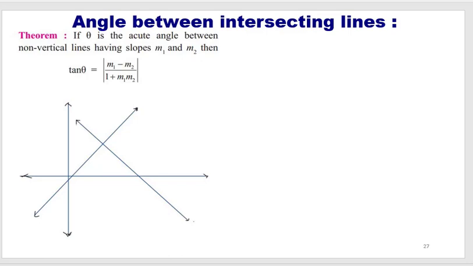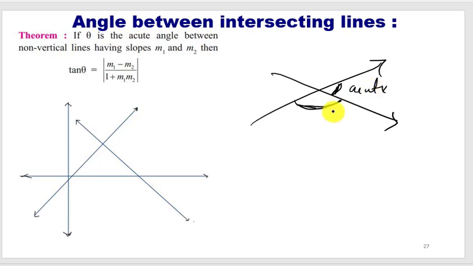Let's find the angle between two intersecting lines. We know that the lines are making two angles with each other. Let's suppose these are the two lines which are intersecting. Here you can observe this will be one angle and this will be a second angle. Right? This will be your acute angle. This will be your obtuse angle.